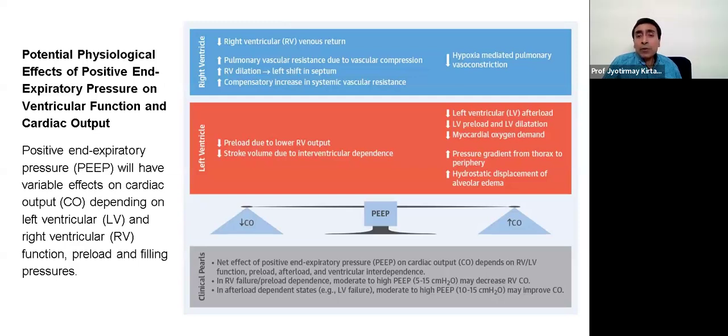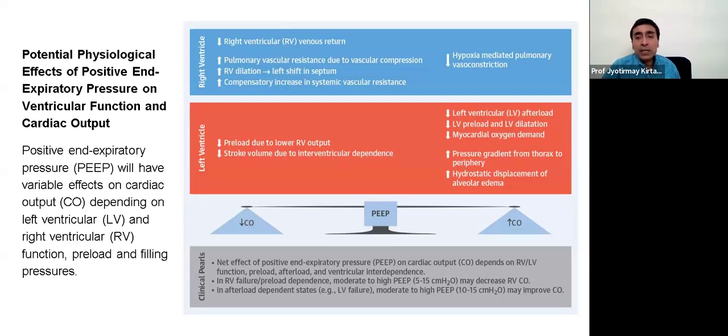Now, when will it be detrimental? If you go on increasing PEEP and the patient is already hypovolemic, the patient is already having dynamic hyperinflation, there is air trapping. So what will happen? It will reduce the right ventricular output so much. How? Because of the decreased preload of the right ventricle and increased afterload of the right ventricle, both. So that will reduce the cardiac output.